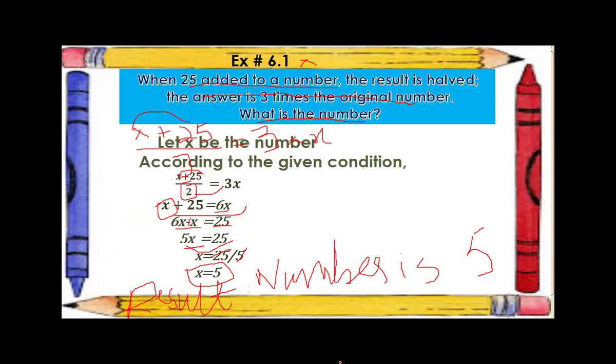Now please don't write in this kind of question that the solution set is x equals 5. We are not asking you about the solution set. We are asking what is the number. So you have to write down the number. In some conditions, we are going to ask you about the age. So in the end, you have to write down the age of the father, or for example the age of the son. In proper words, you have to mention the result. Is it clear?